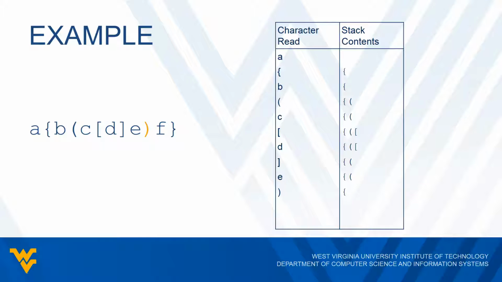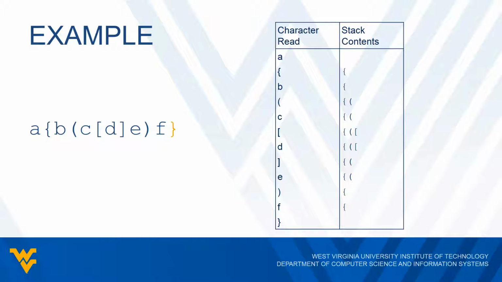We now read the right parenthesis. It's a closing symbol, so we check the stack. We still have something there, so we're going to pop the stack, which is going to pop the left parenthesis, and we see that we have a left parenthesis and a right parenthesis. They correspond with each other, so there is no error. We then read the F. It's not a symbol, so we ignore the stack.